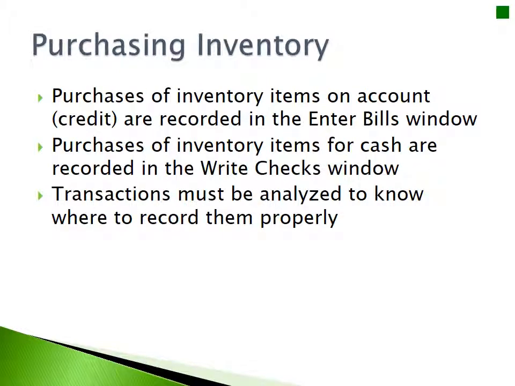Purchases of inventory items on account are recorded in the Enter Bills window. Purchases of inventory items for cash are recorded in the Write Checks window. It is important to learn the difference between the two. You must analyze the transaction to determine if it is a purchase on credit or cash to know where to enter it.